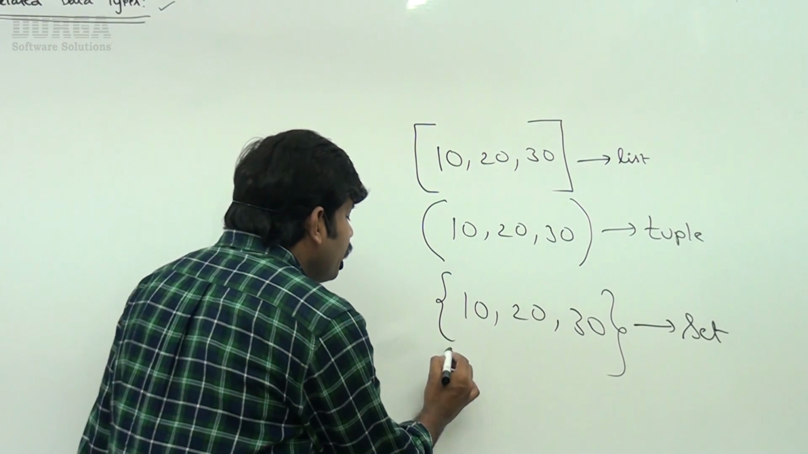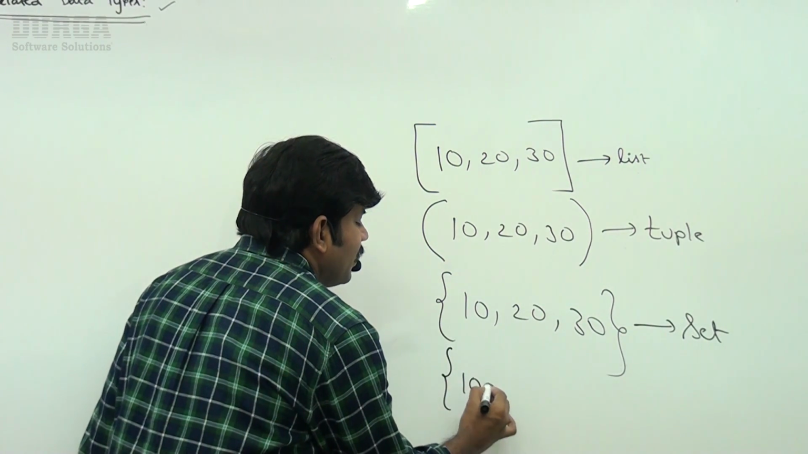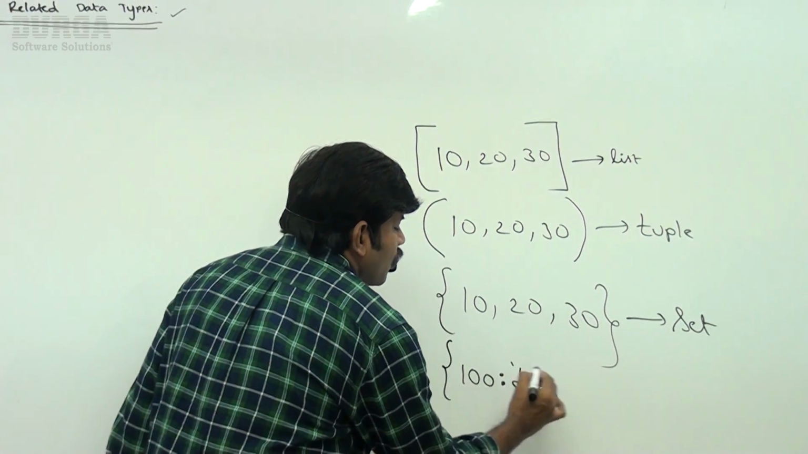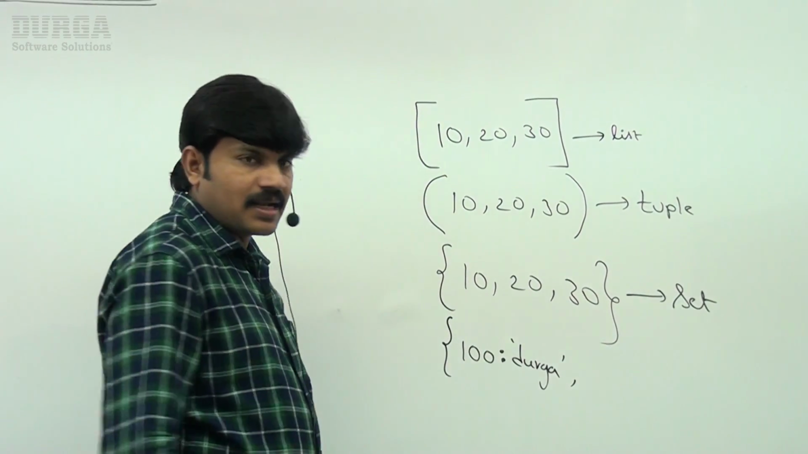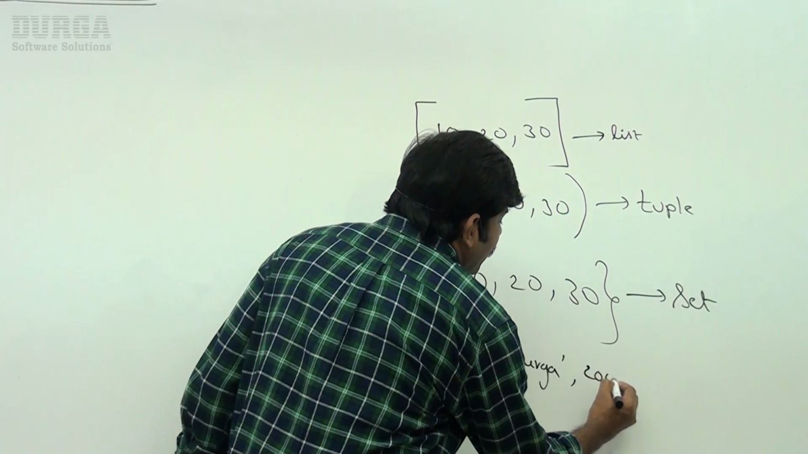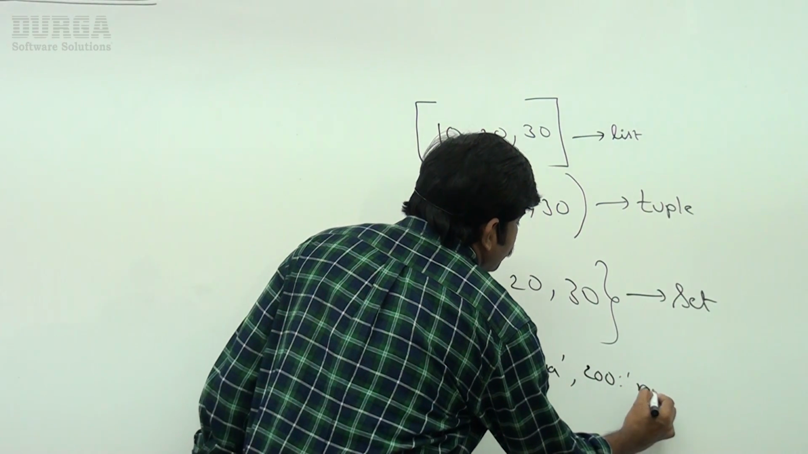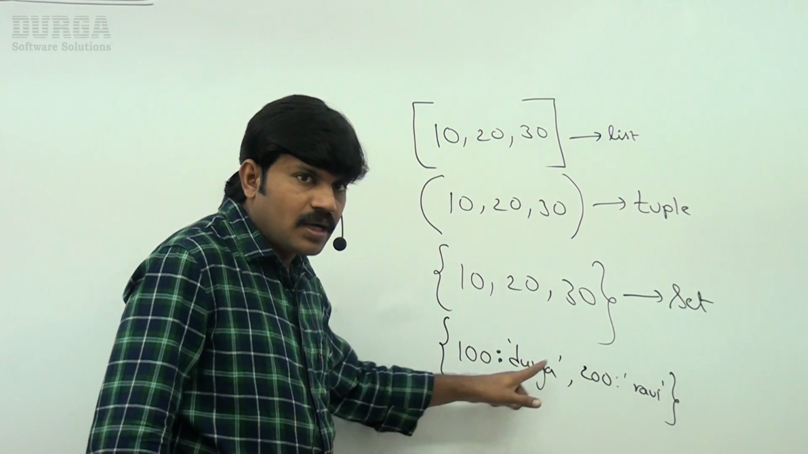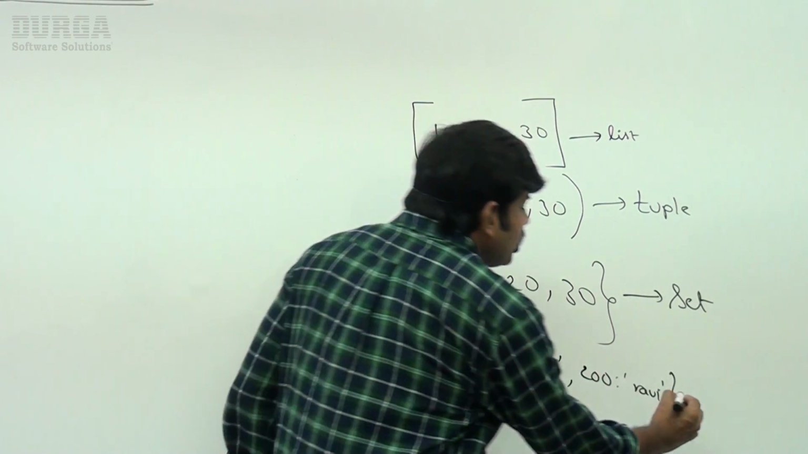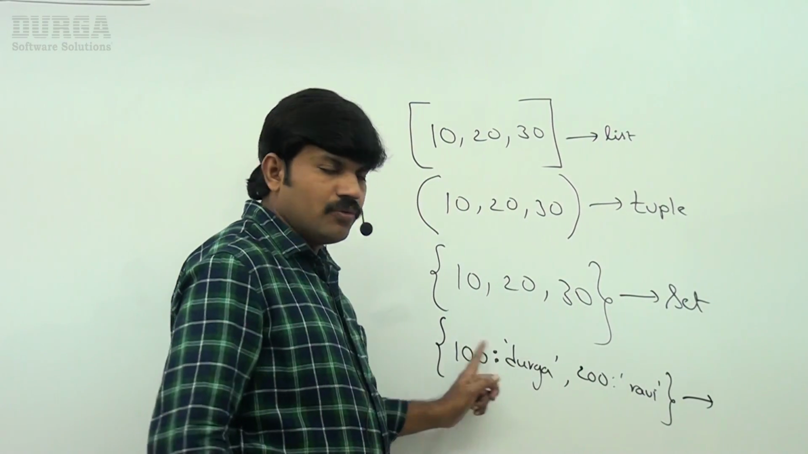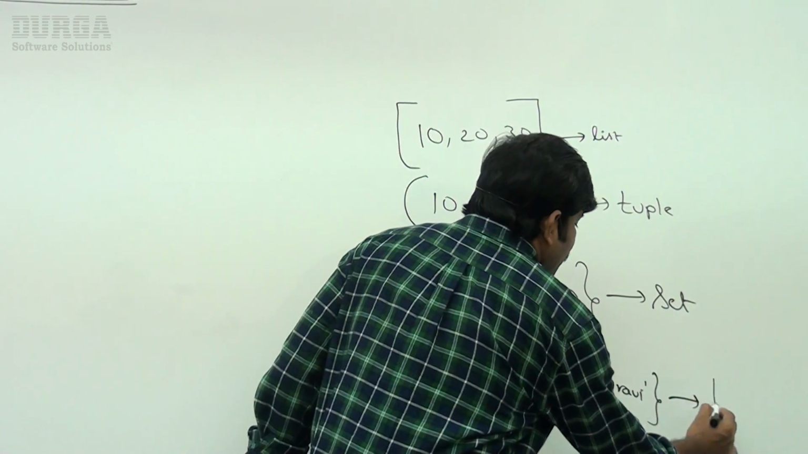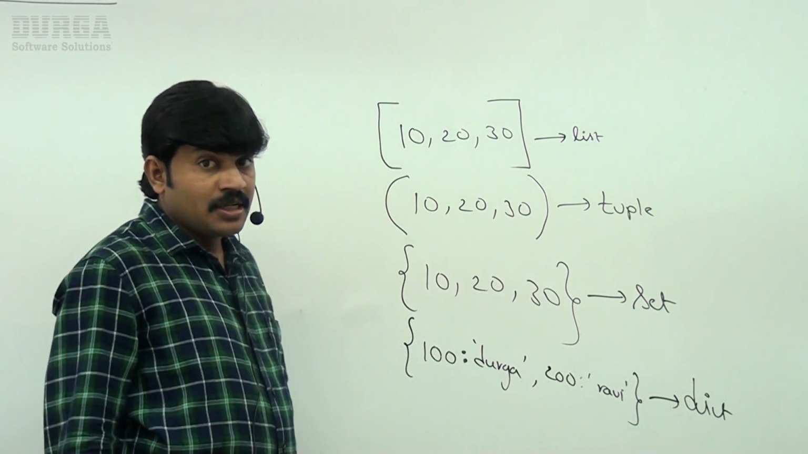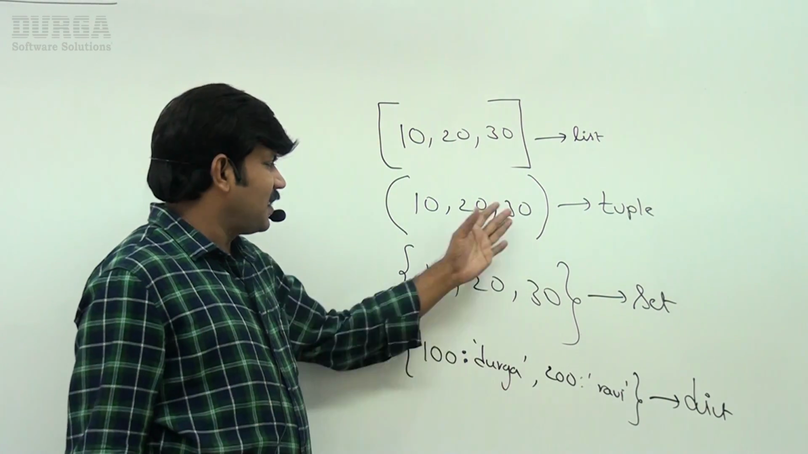Next, if you consider 100 colon Durga, 200 colon Ravi. This is a type of key value. This type of thing is called the dictionary concept. Sir, just for basic idea purposes I'm telling at the beginning.